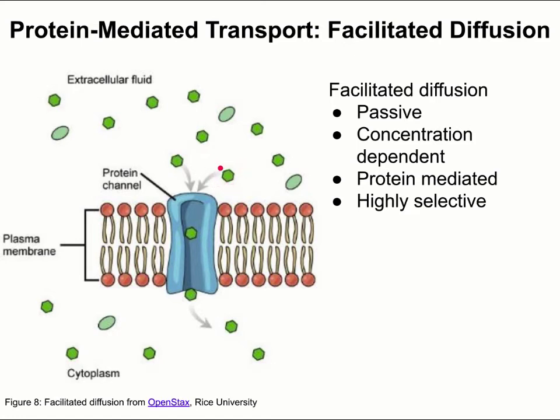This kind of selectivity is finely tuned, and transporters can distinguish between very similar molecules. For example, transporters can distinguish glucose from galactose, which are both 6-carbon sugars with a very similar structure. Even more impressive is that transporters can distinguish sodium ion from potassium ion. We'll see this kind of selectivity again in our next video, which is about enzymes.